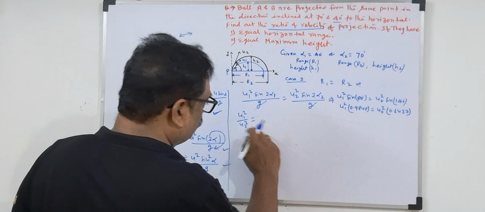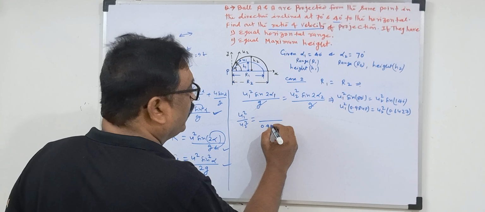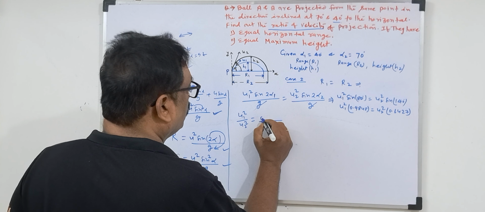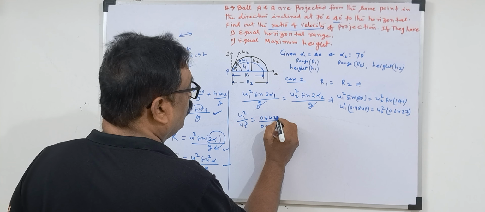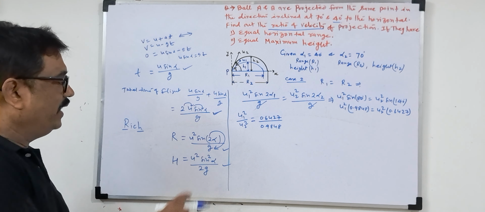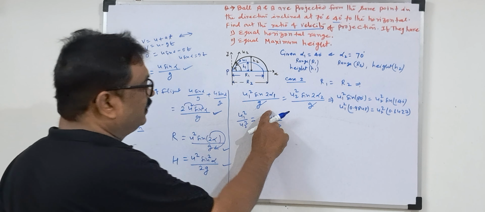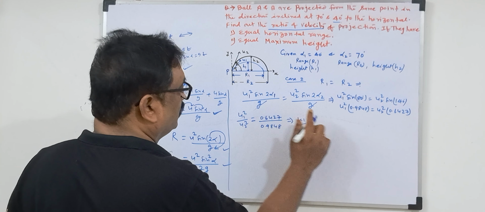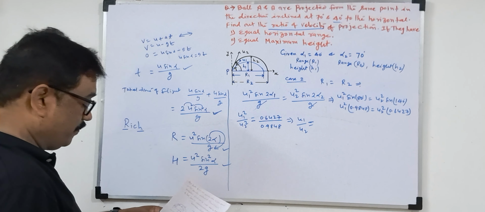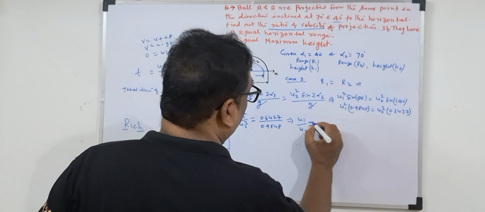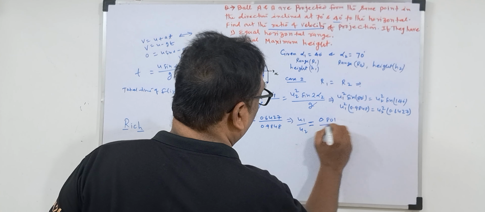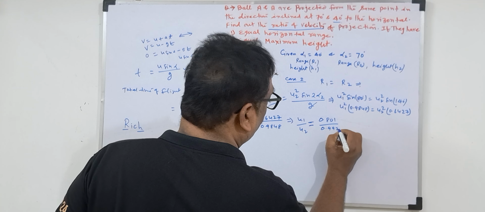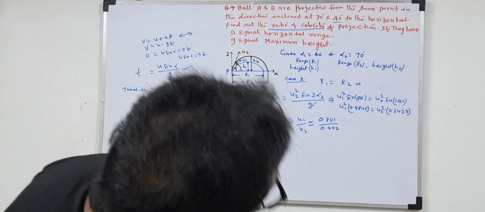Now u1 into this, so it will come to the denominator: 0.9848 over 0.6427. So I wrote it in the ratio form. I need the ratio of u1 by u2. If you take the square root of this, how much will come? Square root of this is 0.801, then square root of 0.9848 will come 0.992. This will be the first answer.